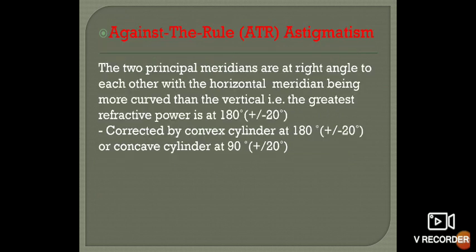Against the rule astigmatism: same, the vertical meridian is there, the horizontal meridian is there, and they are perpendicular to each other. But here the horizontal meridian is more curved than the vertical meridian. That is against the rule astigmatism. Remember, the greatest refractive power is at 180 degrees.